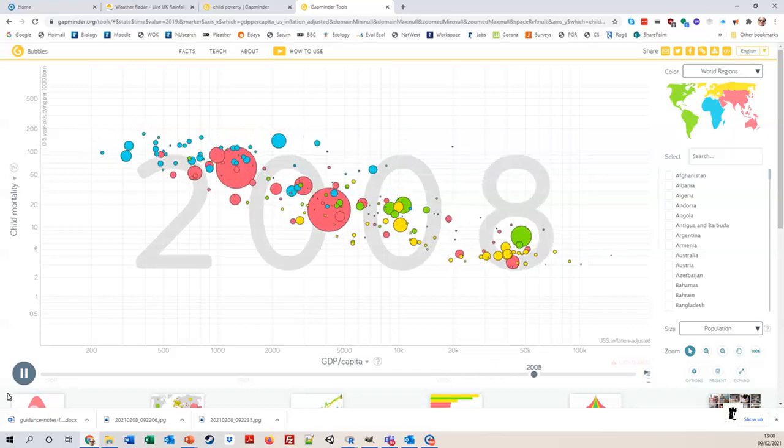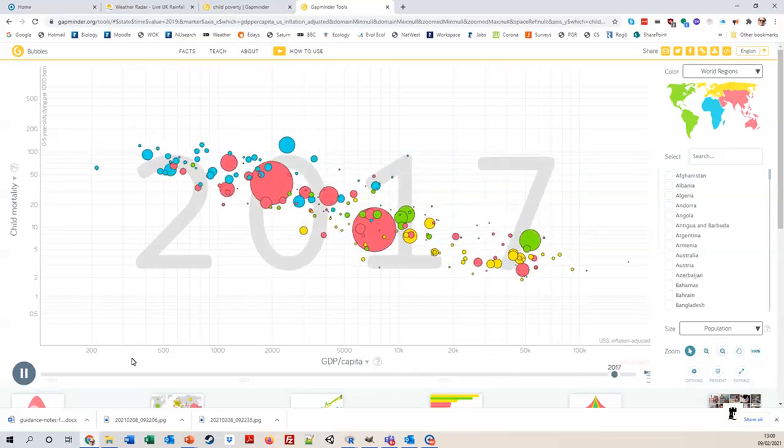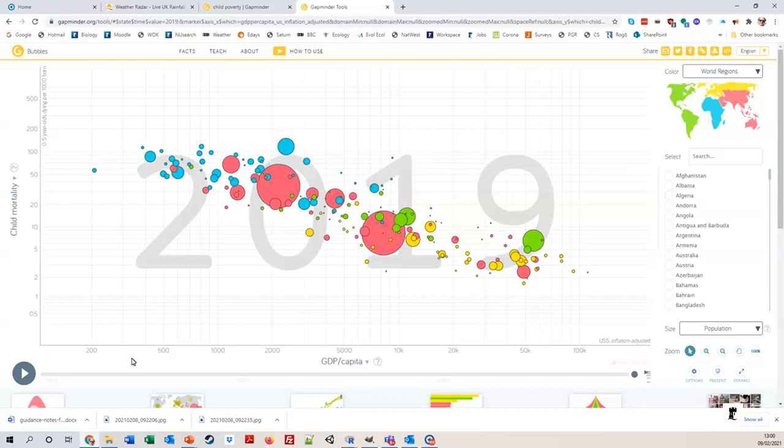Okay, so do have a look at Gapminder. It's great fun to play around with data sets. There are data sets on everything from deadly serious things like child mortality to fun stuff, which I'll let you explore in your own time.